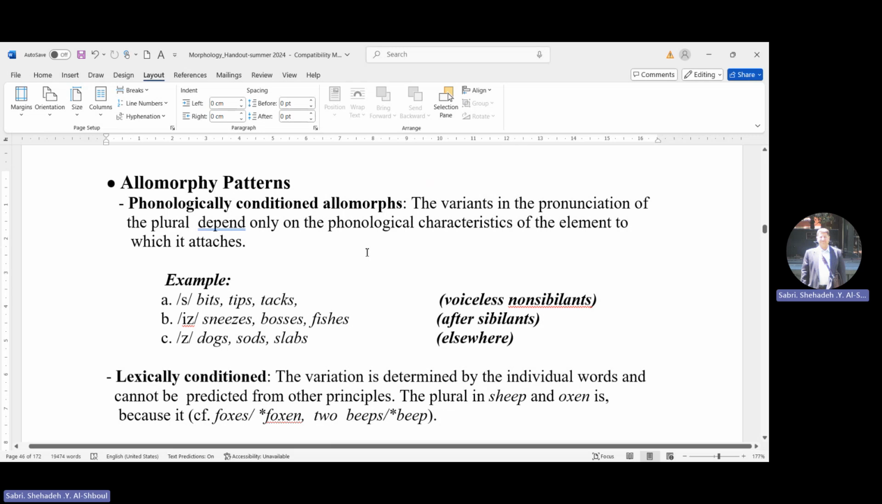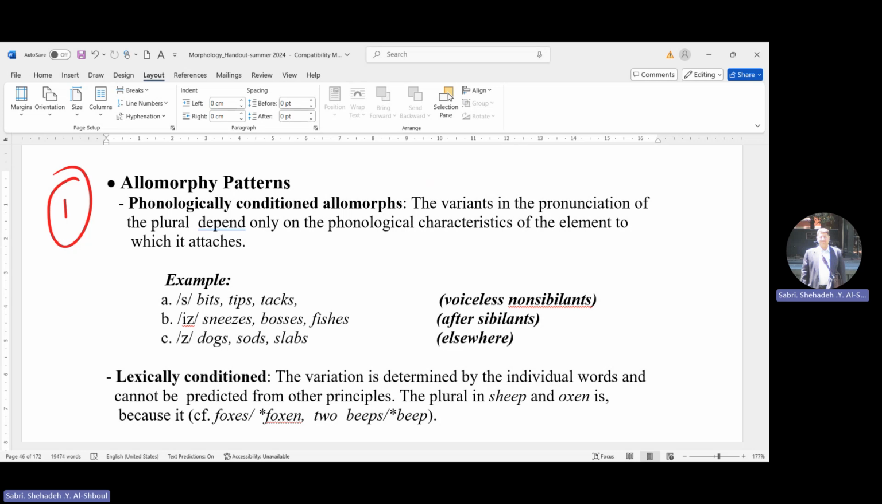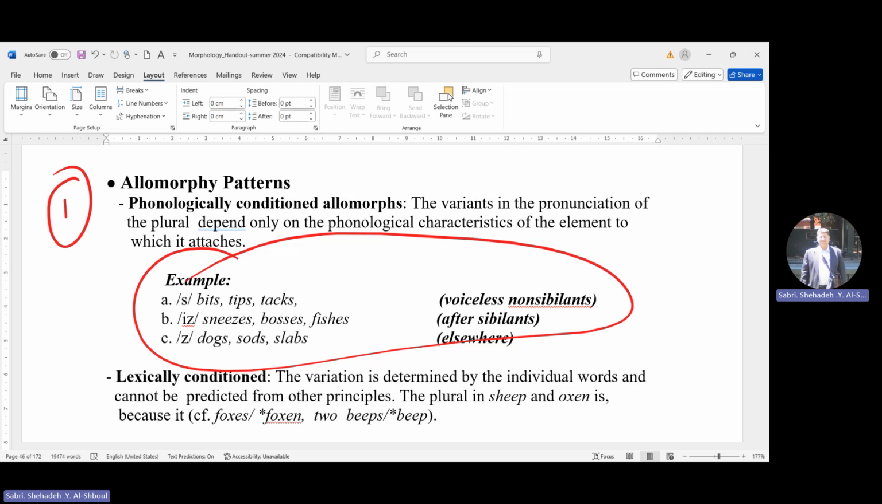When we talked about the motivation of allomorphy, we said that it is phonological, that the sounds adjacent to the morpheme trigger this change. But is that sufficient to say that it is phonologically motivated or conditioned? The answer is no, because we have more than one level of patterns that cause this type of change for the morphemes. Number one is the traditional reason, which is the phonological condition. We say phonologically conditioned allomorphs. So the variants in the pronunciation of the plural depend only on the phonological characteristics of the preceding sounds, with the example that we had, right? So it is s after voiceless non-sibilants, z after voiced sounds, iz after sibilants, and so on.